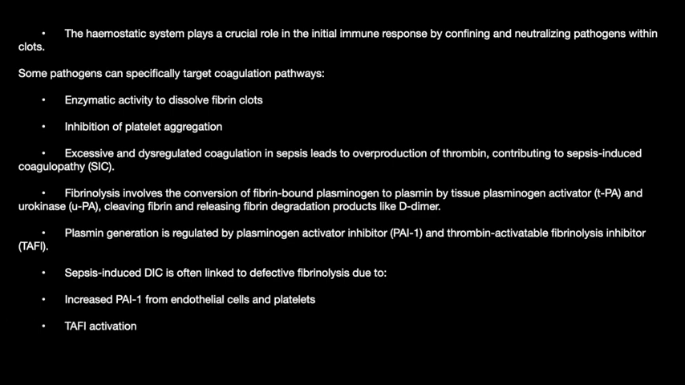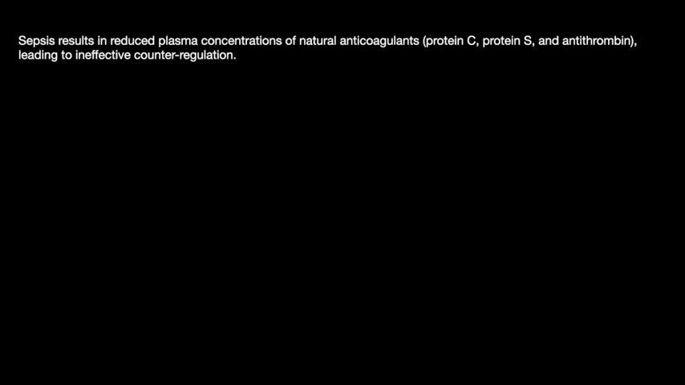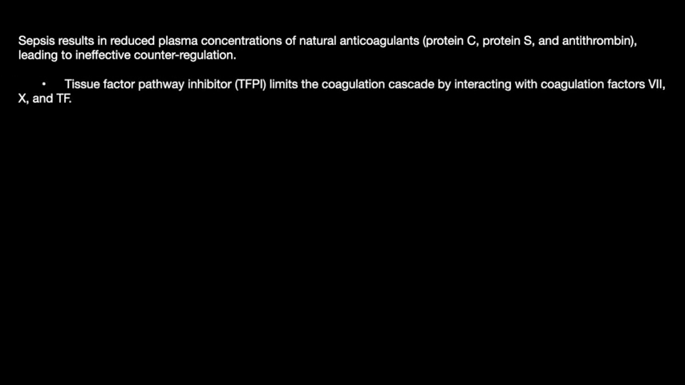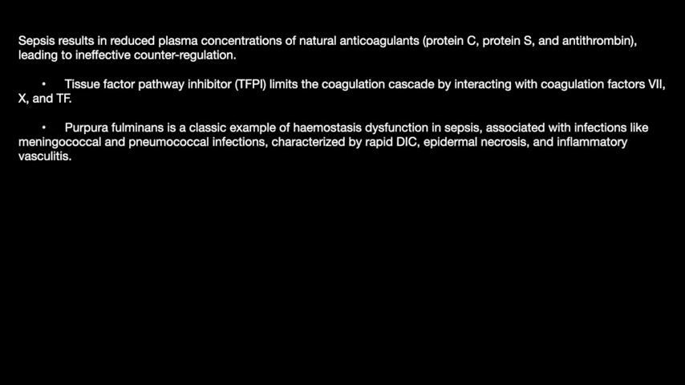The TAFI activation, the plasminogen degradation by the neutrophil elastase from the NETs, and the sepsis results in a reduced plasma concentration of natural anticoagulants, that is protein C, protein S and antithrombin, leading to ineffective counterregulation. Tissue factor pathway inhibitor limits the coagulation cascade by interacting with coagulation factor 7, 10 and tissue factor.